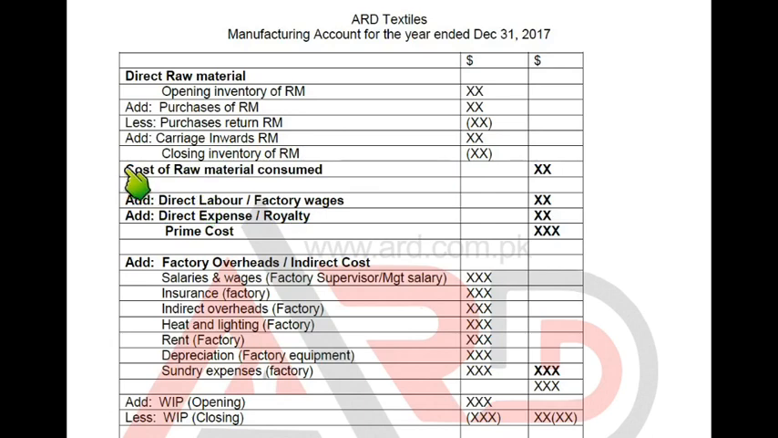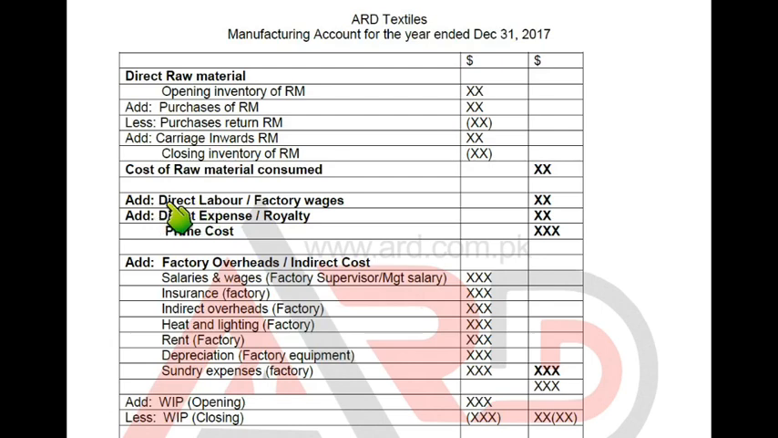So we will be getting cost of raw material consumed. This labeling is important. This labeling will give you 1 mark in exam. Cost of raw material consumed means this is the total cost of raw material that is used this year to manufacture the products. Now after raw material, we will be writing labor.